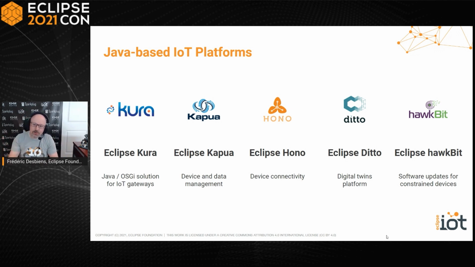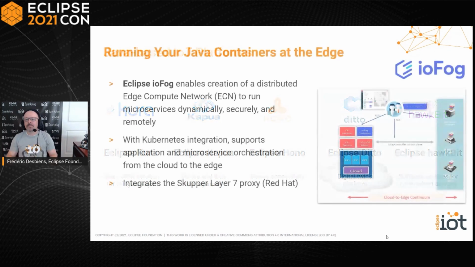So Ono is very good to handle device connectivity. Ditto is a full-blown platform with APIs to manage digital twins, and you can deploy updates using Eclipse Hawkbit to your constrained devices, and all of that is built in Java. So if you deploy those solutions, then obviously they operate using the same rules as the Java applications you already manage. And in some cases, if you need to extend them, then obviously you can do that in Java. So plenty of things to do for a Java developer using those platforms.